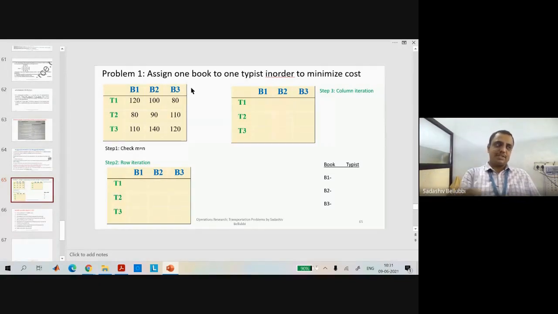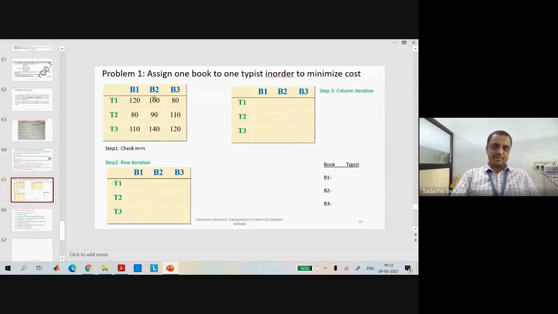And the numbers given in this first matrix are 120, 100, 80, 80, 90, 110. So these are all the costs. So T1, the typist 1, will charge 120 rupees for book 1, 100 rupees for book 2 and 80 rupees for book 3.